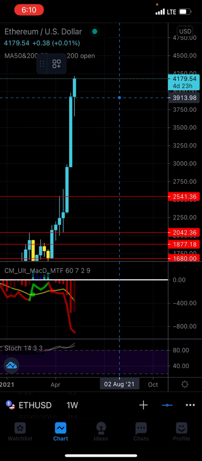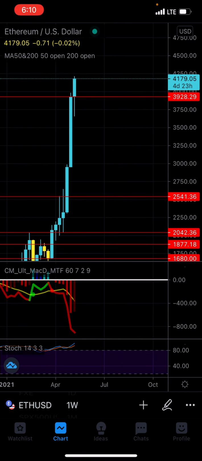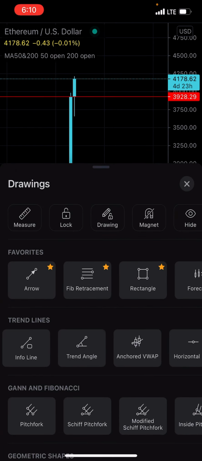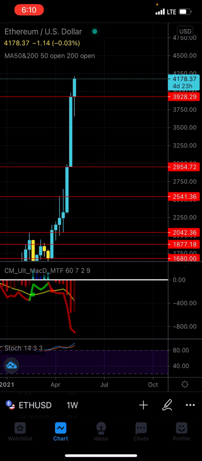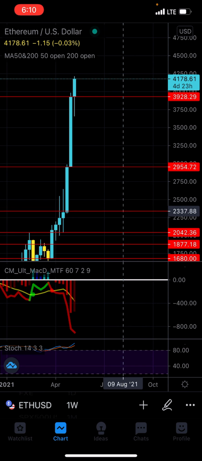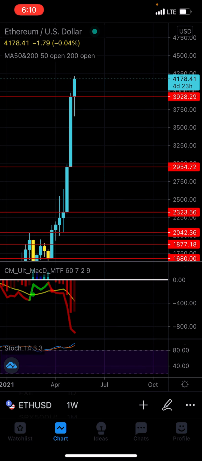This is a good example of how I use my support and resistance zones. If you guys can see, I'm basically putting them on all major areas of indecisiveness, right? So I'll give you guys an example.